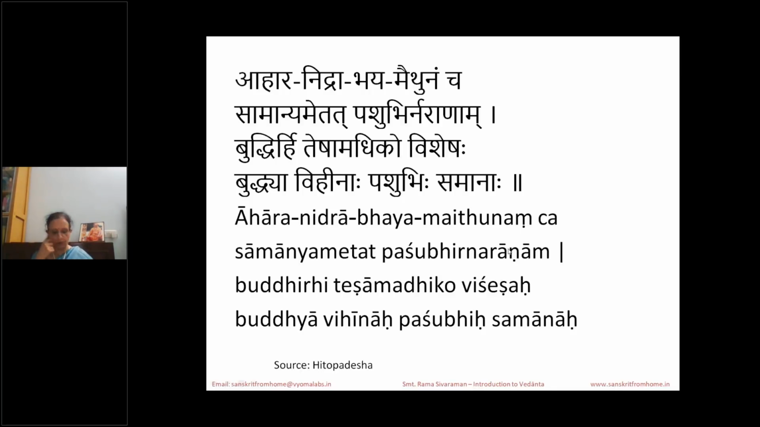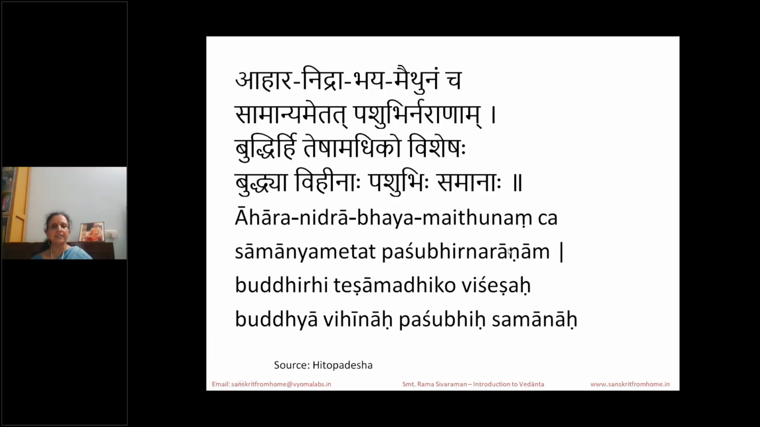And maithunam is, of course, here in this place, it refers to companionship, right? And there is a fear of the external world in the form of bhayam. And samanya metat pashubhir naranam. So in all of these respects, an animal or any living being and a human being are similar. But what is it that makes a human being very different? If you see, it is buddhi or intellect.